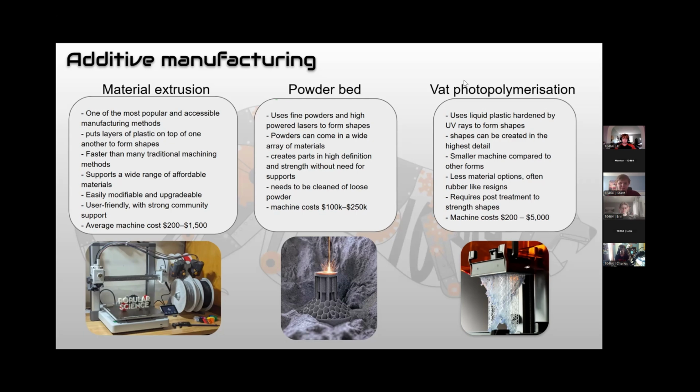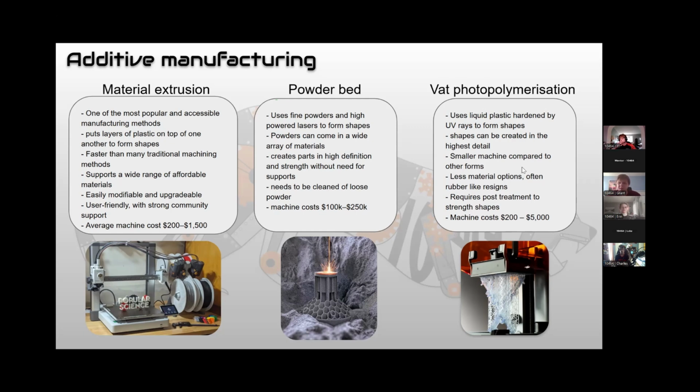The last one we have is called photopolymerization. It's a lot simpler than it sounds. It uses plastic in there, liquid plastic, and then uses UV rays to harden it to form a shape. Very similar to material extrusion, except it's basically the opposite way. Instead of having a strand of plastic, you have a big pool, and then it basically shoots rays of light at it to harden it up and to make a project or make a design.